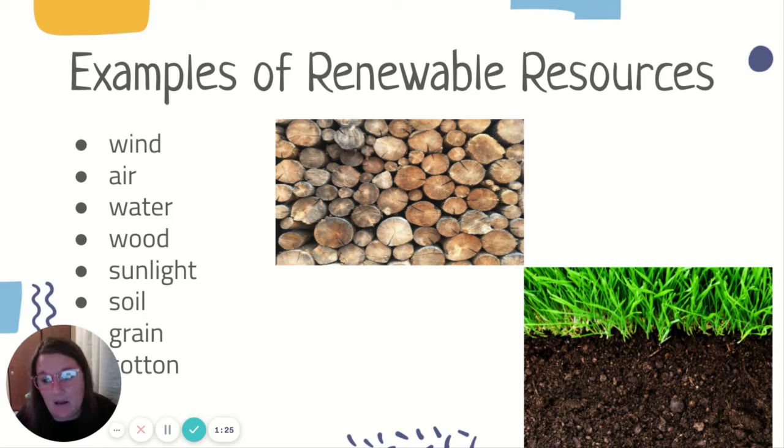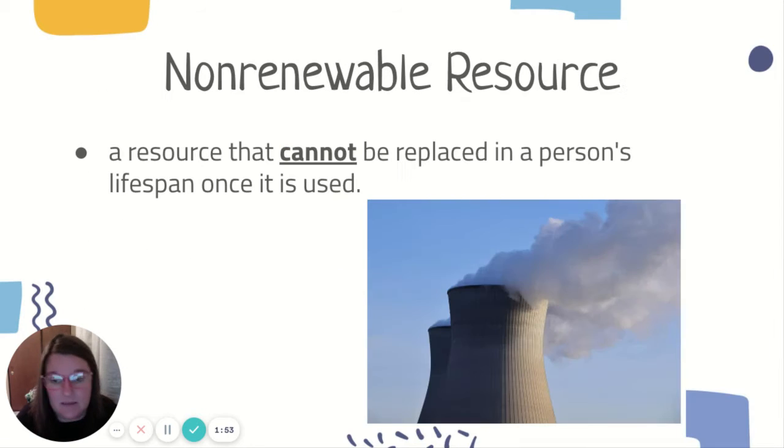Wind, air, same thing, right? Water, wood, sunlight, soil, grain, cotton. These are all resources that when we chop down a tree, it grows back fairly quickly within our lifespan, okay? When we harness wind for electric, we have a continuous supply of wind. We don't have to worry about it. Oh no, it's got to regenerate itself and it's going to take this amount of years. No, it's instant, right? These are renewable resources.